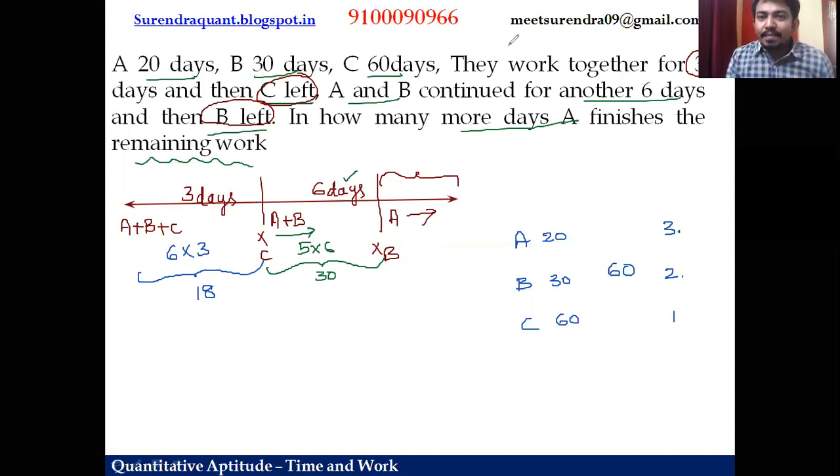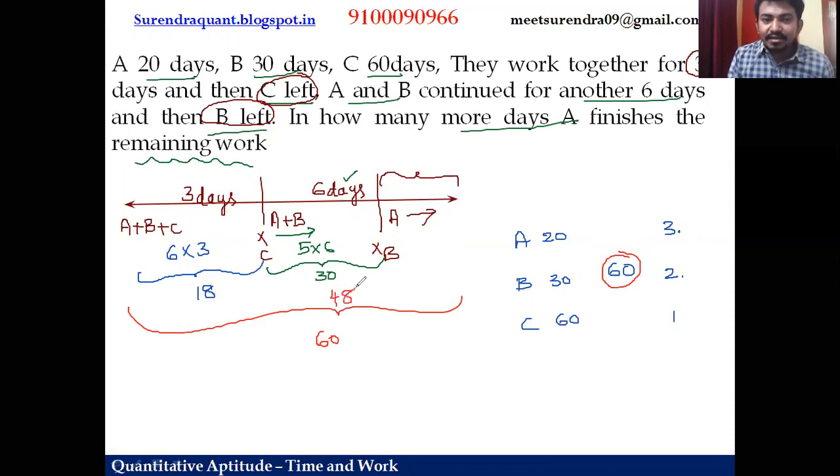We know that the total amount of work is 60 units, right? So this is the total work, that is 60 units. Out of 60, 18 plus 30, 48 units is finished already. How much more work is to be done? 60 minus 48, 12 units of work has to be finished by the person A, because B and C left, right.